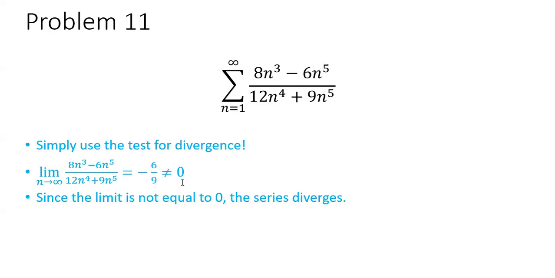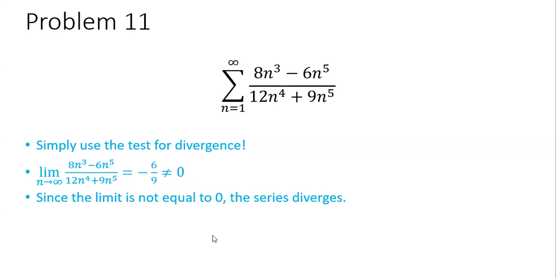Remember, for an infinite series to have a chance to converge, the limit of the sequence inside has to be 0. It needs to be 0 for the series to even converge. If it's not equal to 0, imagine you're adding an infinite number of minus 6 over 9. It's going to grow to negative infinity, basically. So the bare minimum for a series to possibly converge is that the limit of the sequence has to be 0. And it's not in this case, so the series diverges.